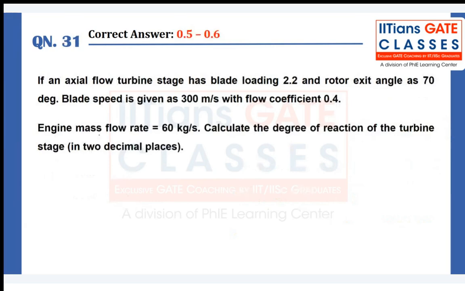In this problem, they have given an axial flow turbine with a blade loading of. So usually blade loading can be considered same as stage loading coefficient. However, if we consider blade loading same as stage loading, that is delta H by U square, this definition, the answer of the degree of reaction comes out to be negative.